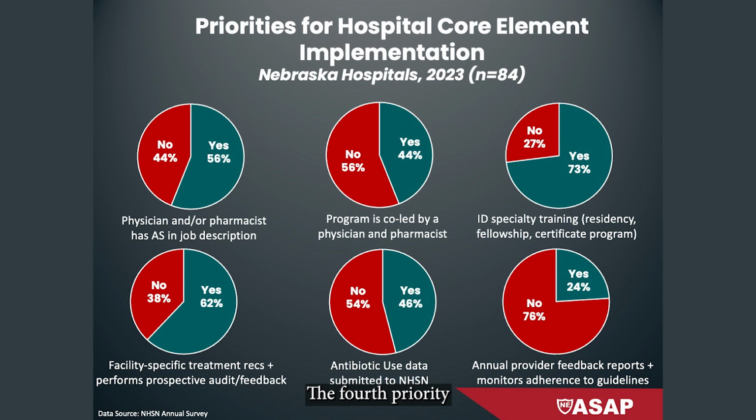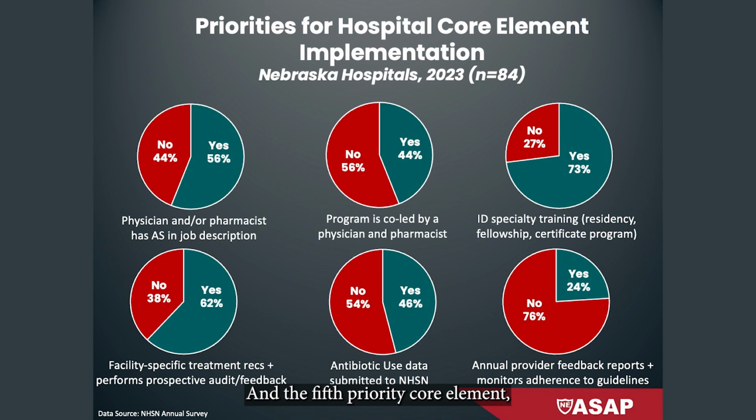The fourth priority core element has to do with action, which is that the facility has implemented hospital-specific treatment recommendations and they perform prospective audit and feedback. So I think it's encouraging to see that 62% of our hospitals have done these two high priority items. And again, this aligns pretty closely with the country, which is about 72%.